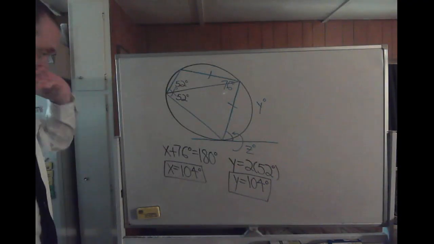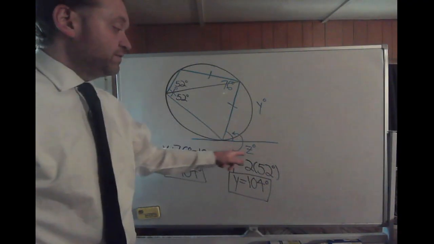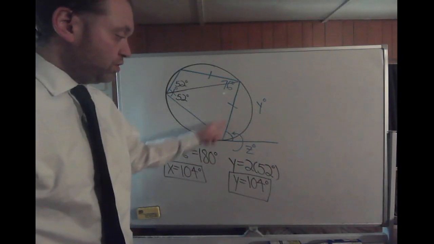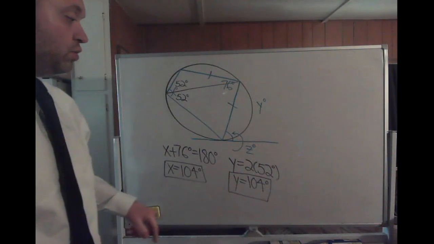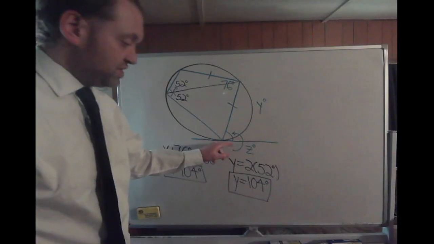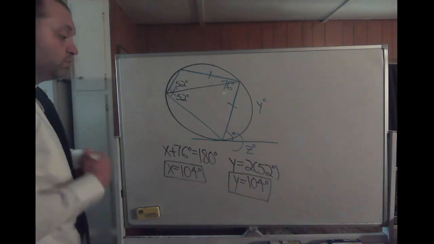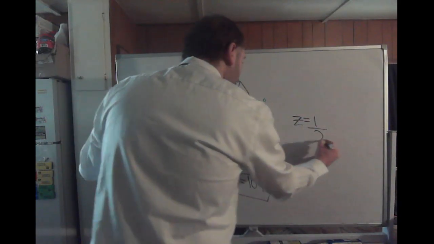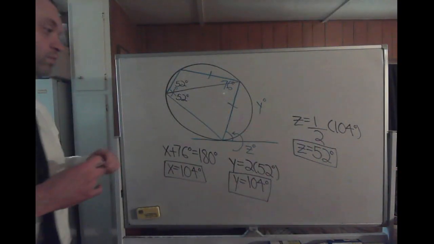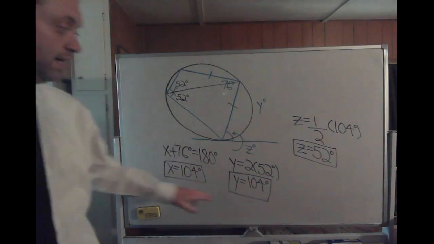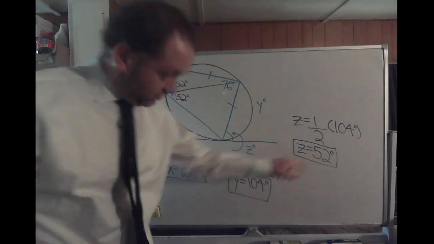And then we have an inscribed angle here for z degrees formed by this chord and this tangent line. Well, this inscribed angle intercepts the y degree arc, which means it's equal to half. Z is going to be equal to half of the 104 degree arc, which means that z would have a measure of 52 degrees. So what you should have gotten was x equals 104, y also equals 104, then z equals 52 degrees.